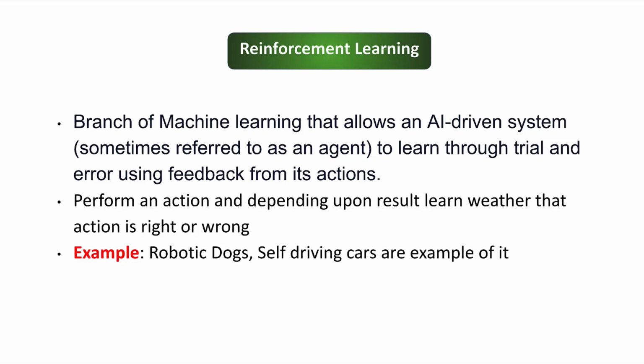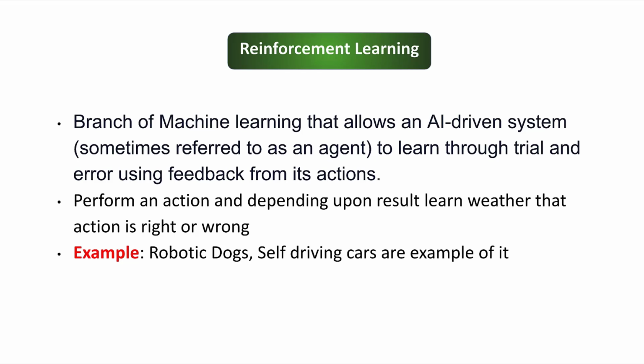It means that inside reinforcement learning, our AI model or agent performs a few actions and then based upon the result, our model or agent learns whether that action is right or wrong. And examples of reinforcement learning are robotic dogs, self-driving cars and so on.